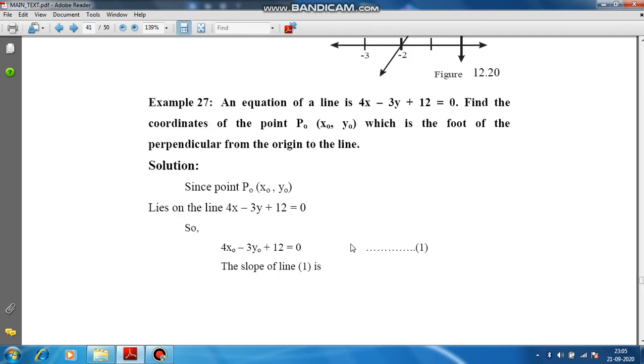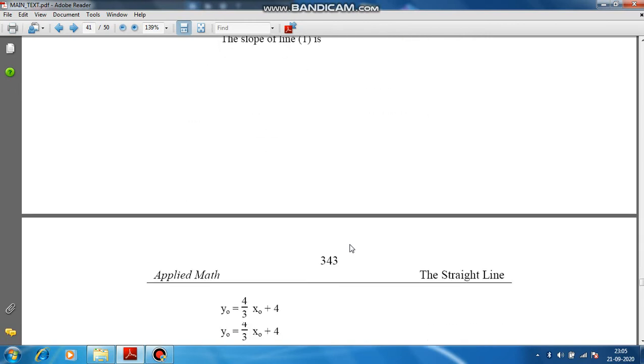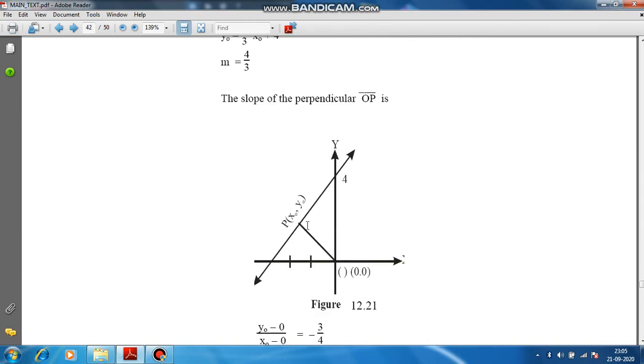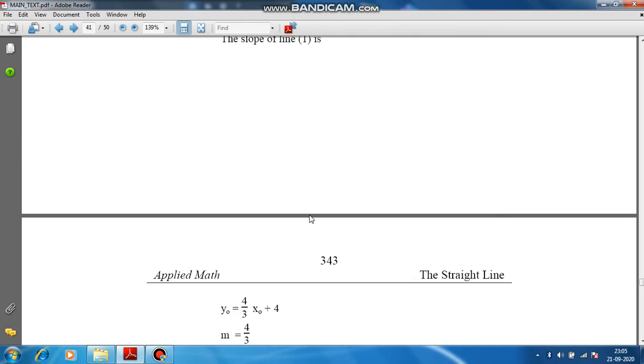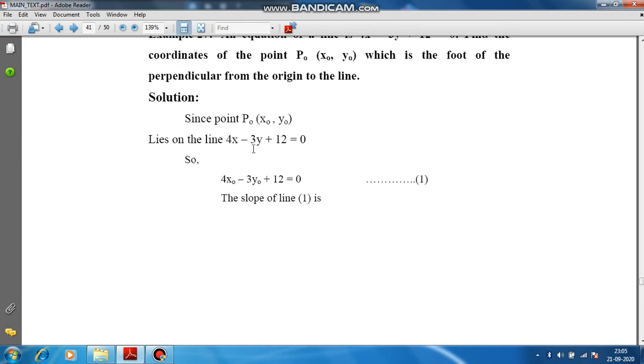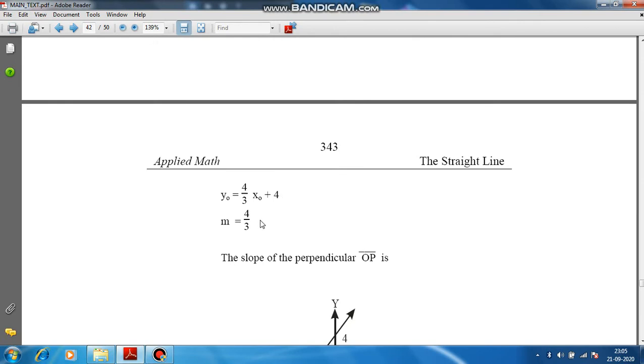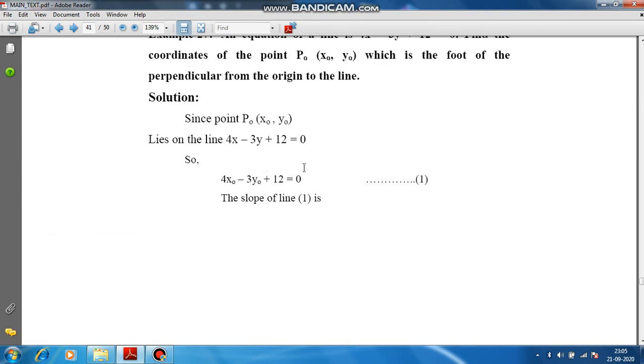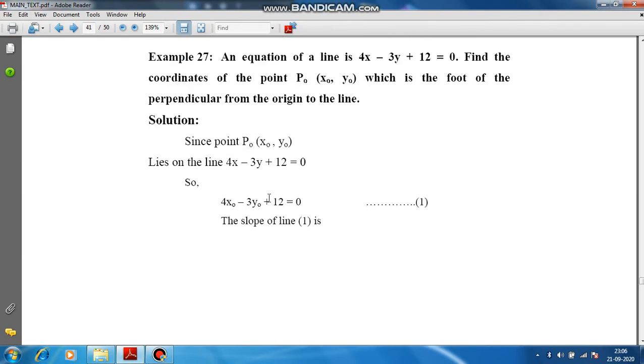To find the foot of the perpendicular, we first have to know the slope of this line. The equation of the line is 4x minus 3y plus 12 equal to 0. If we find the slope of the line, we get y equal to 4 by 3 x plus 4.